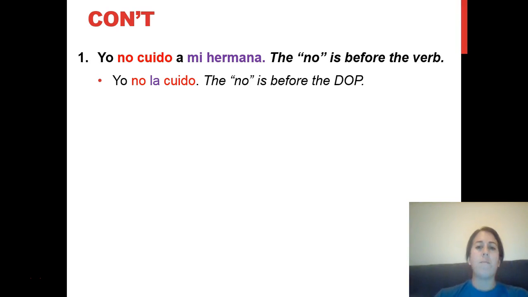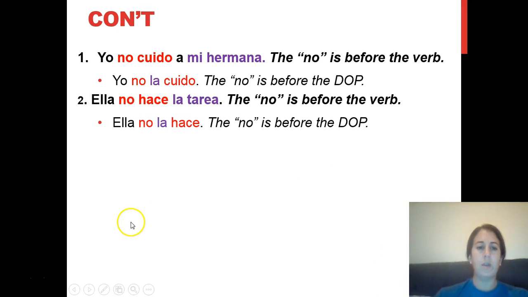Yo no cuido a mi hermana. Okay? So notice the no is before our verb. Our verb is cuido, or cuidar, to take care of. So yo no la cuido. Notice the no is before the direct object pronoun. Ella no hace la tarea. She doesn't do her homework. Okay? If we wanted to say she doesn't do it, ella no la hace. The no is before our direct object pronoun. And that's all I have for you guys.